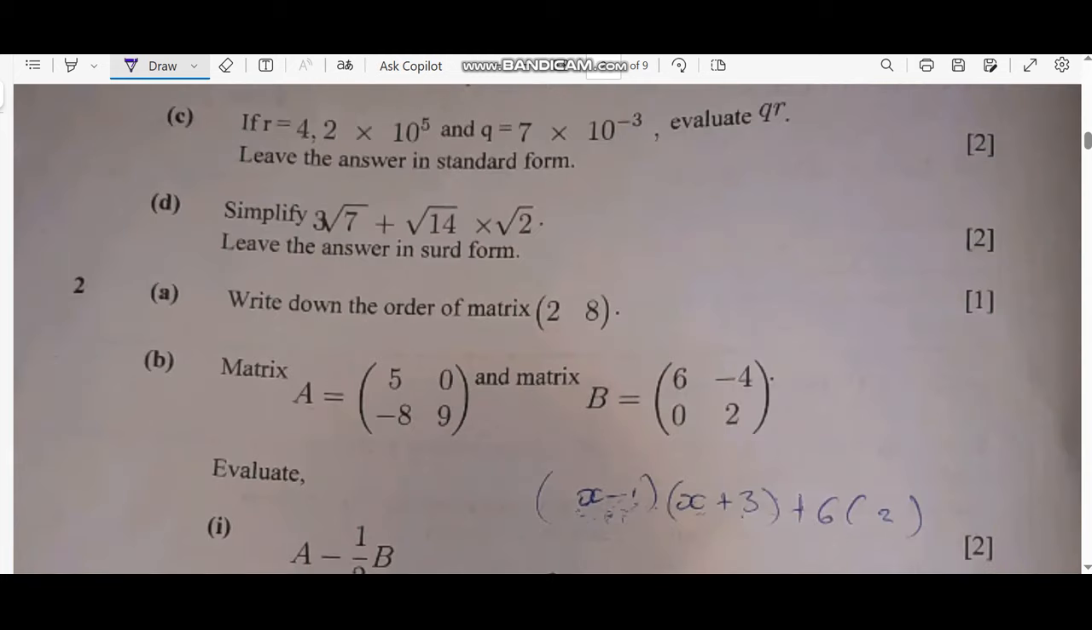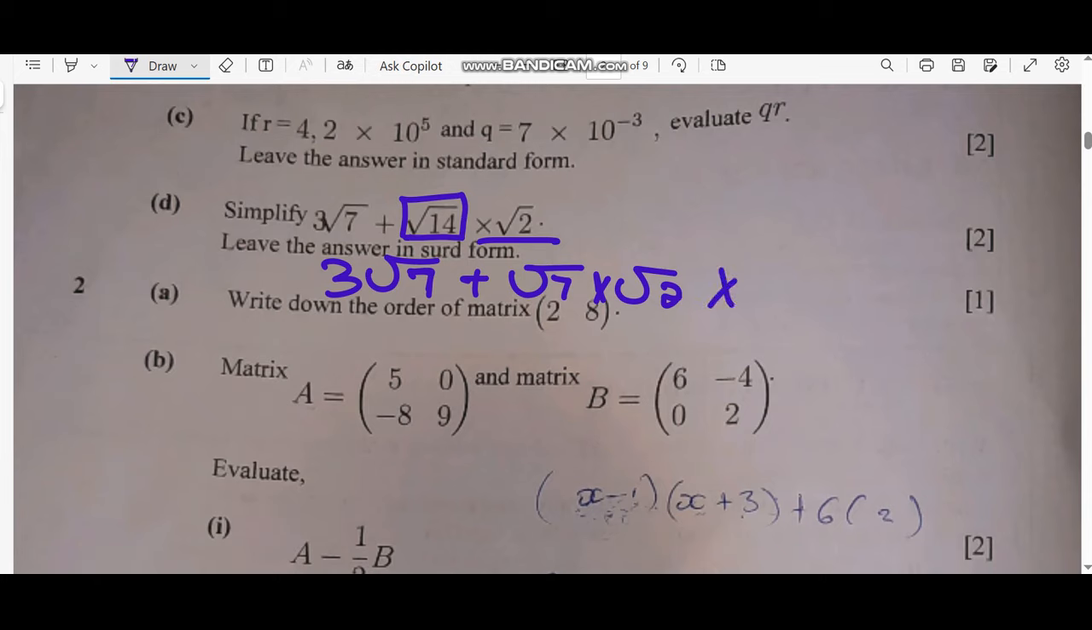All right, moving on to the next question. It's D now. It says simplify root 3 root 7 plus root 14 times root 2. So guys, we are going to expand. We have 3 root 7 plus, we are going to expand this one. This one is the same as root 7 times root 2. Then you say times root 2 here, times root 2. So these are surds, guys.